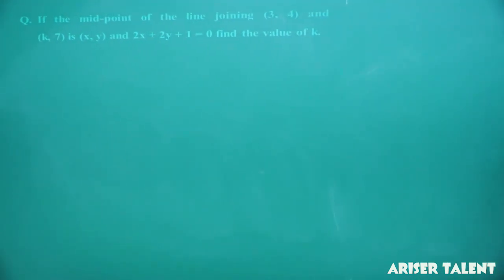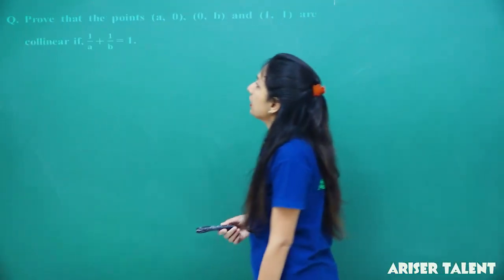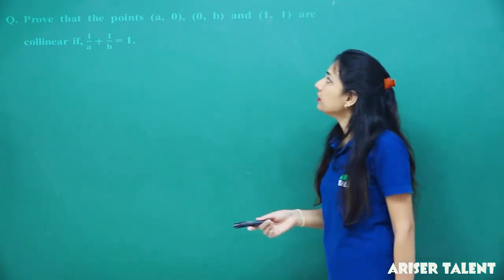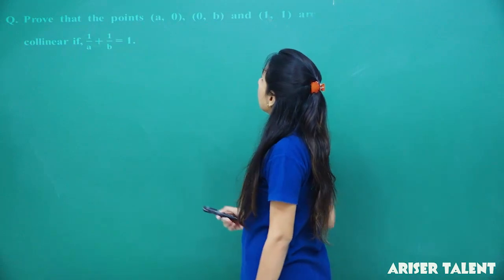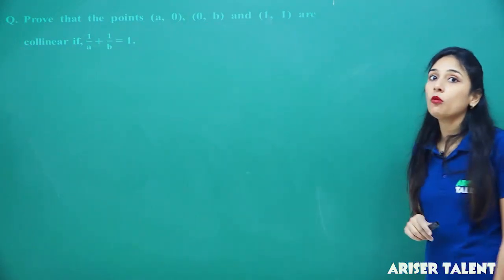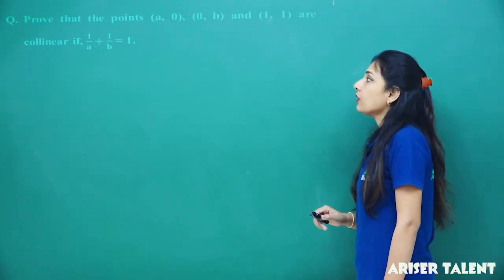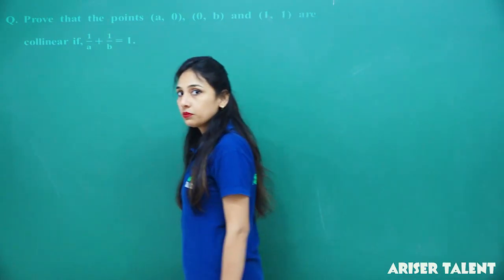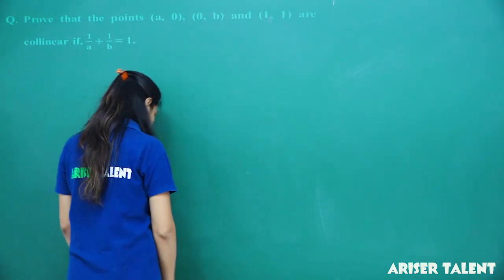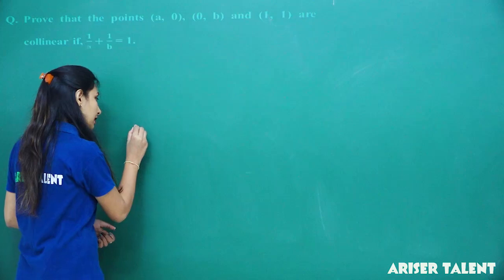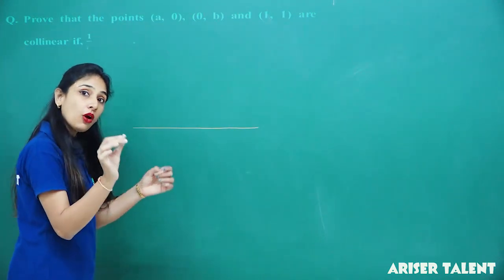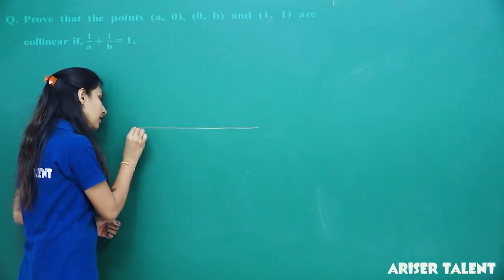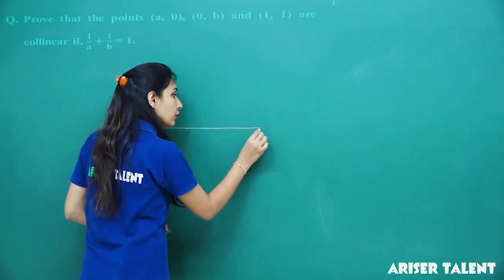Okay. Now with the next question we have this: prove that the points A(0, 0), B and (1, 1) are collinear. Now what does that collinear thing mean? If this is the line and 3 points are collinear, that means all 3 points are on it. First point here, second point here, third point here.